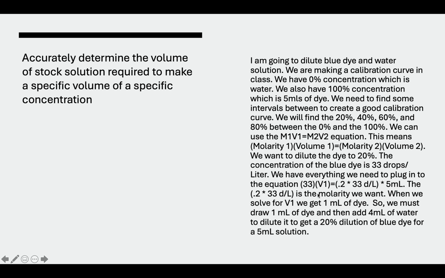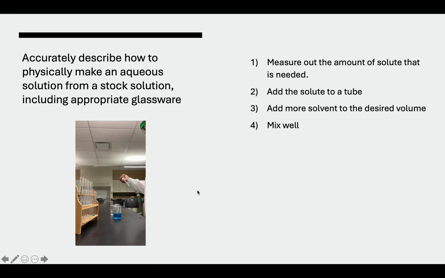So this is the molarity we want. When we solve for V1, we get 1 milliliter of dye. So we must draw 1 milliliter of dye, and then 4 milliliters of water after to dilute it to get a 20% dilution of blue dye for a 5 milliliter solution. So how do you physically make one? You measure out the amount of solute that is needed, you add that to a test tube, and then you add the amount of solvent to the desired volume, and then you mix well. You'll see more in this.